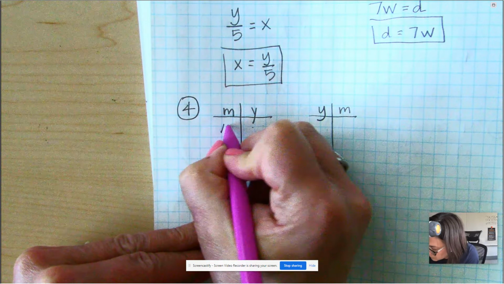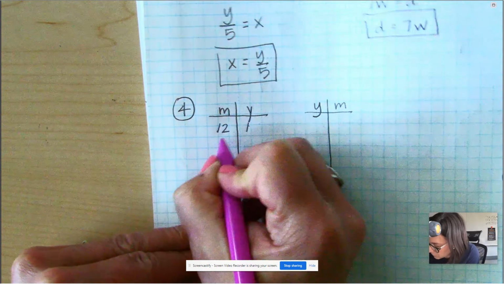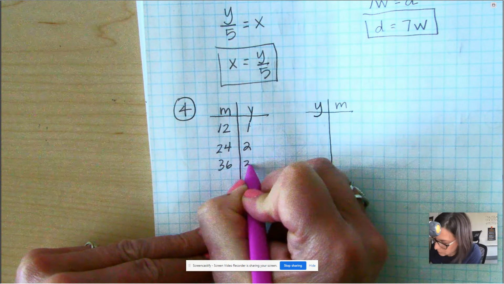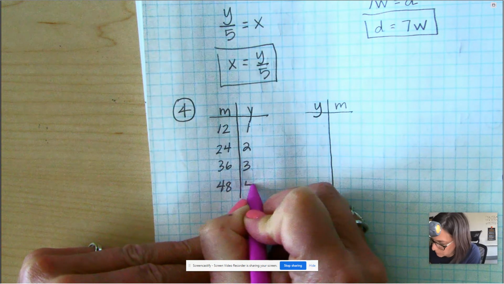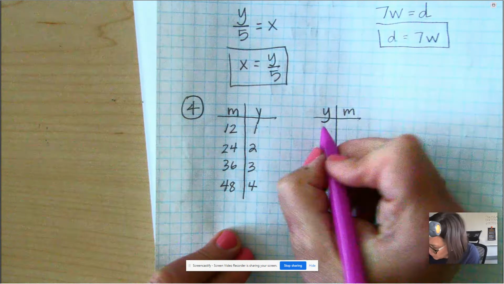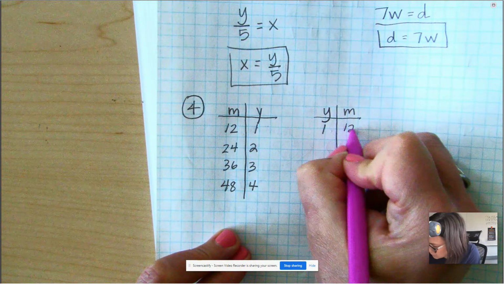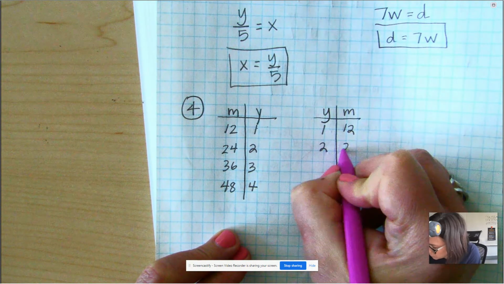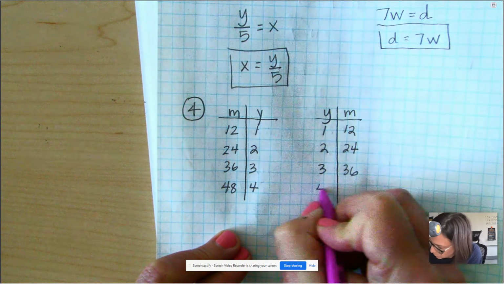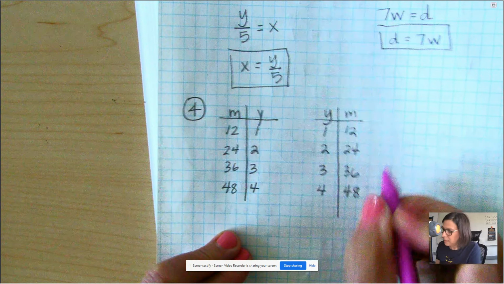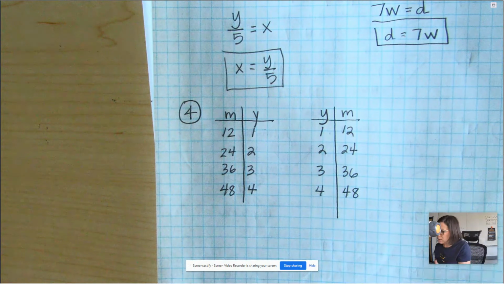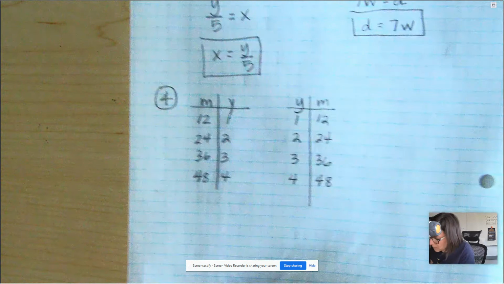If you had 12 months, you have a year. If you have 24 months, you have 2 years. 36 months, 3 years. 48 months, 4 years, okay? And if you go the other way, if you have 1 year, you have 12 months. If you have 2 years, you have 24 months. If you have 3 years, you have 36 months. If you have 4 years, you have 48 months. Okay? Ooh, looks like we just switched those inputs and outputs. Not too hard, but let's go ahead and write the equations.